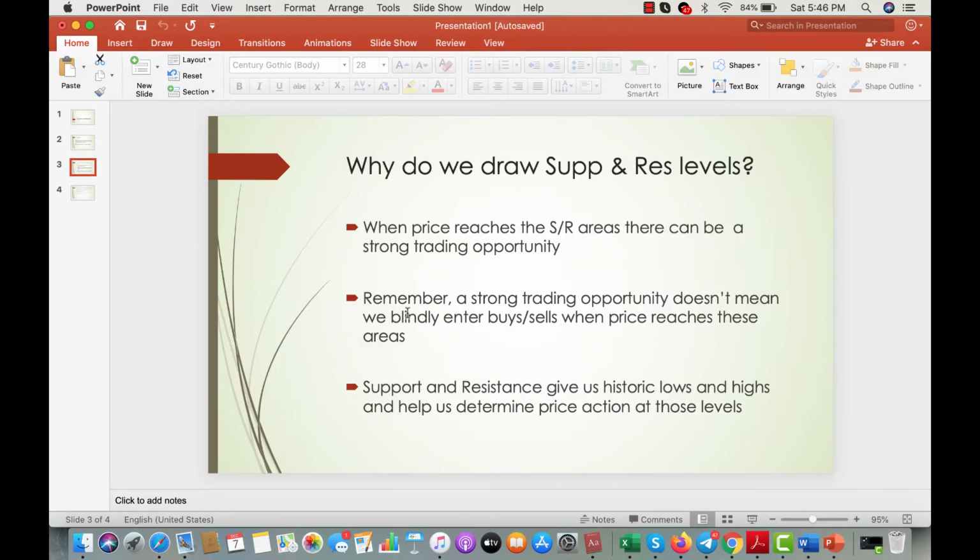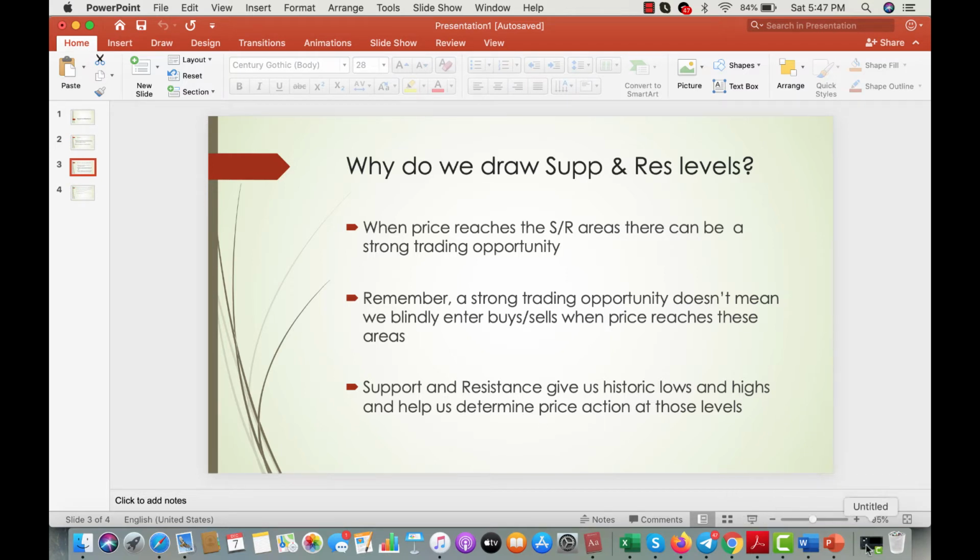Now, why do we draw support resistance levels? When price reaches the support resistance areas, there can be a strong opportunity. Okay. Also, remember, a strong opportunity, a trading opportunity, doesn't mean that you blindly enter buys and sells when the price reaches these areas. We need a lot more confluence. I'm going to explain that in a little bit. And support resistances also give us historic lows and highs and help us determine price action at those levels.